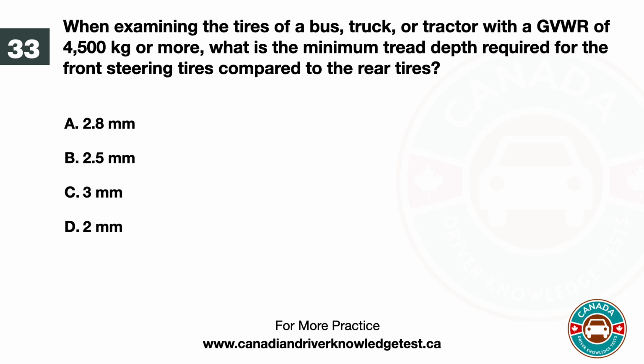Question 33. When examining the tires of a bus, truck, or tractor with a GVWR of 4,500 kilograms or more, what is the minimum tread depth required for the front steering tires compared to the rear tires? A. 2.8 millimeters. B. 2.5 millimeters. C. 3 millimeters. D. 2 millimeters. The answer is C. 3 millimeters.